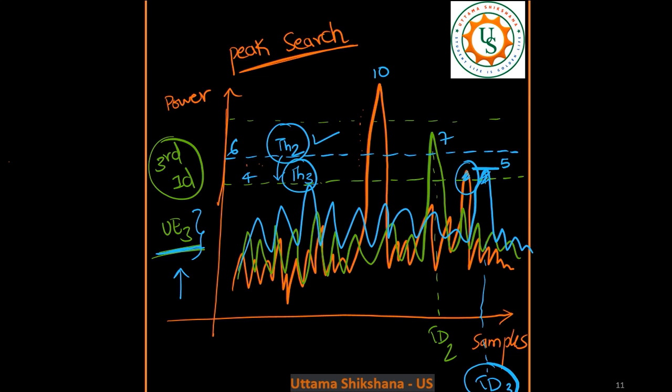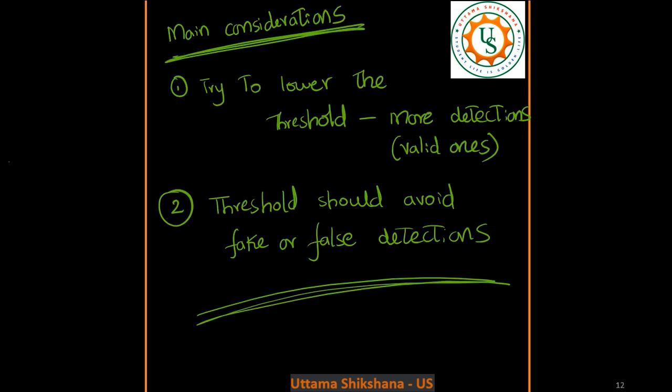So based on this, what are the main considerations for designing the threshold? One thing is that you need to have the threshold as low as possible, so that you can detect more and more preamble IDs, even if the UVs are at a larger distance or are coming with low power. But another important aspect to consider is that the threshold value should avoid false detection. It should be high enough that it will not detect any false preamble IDs. So these are the two things as of now.